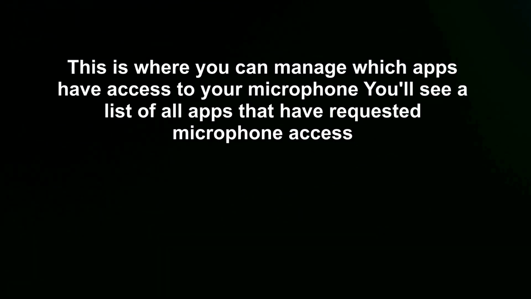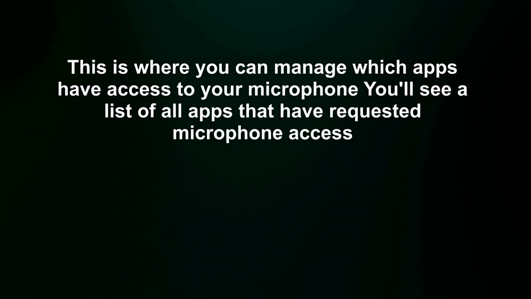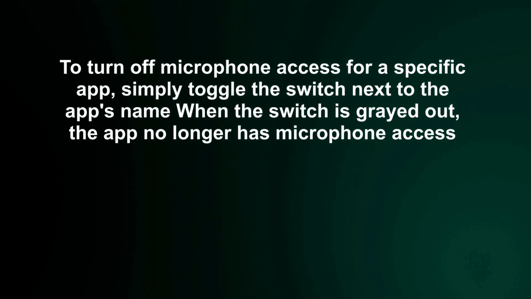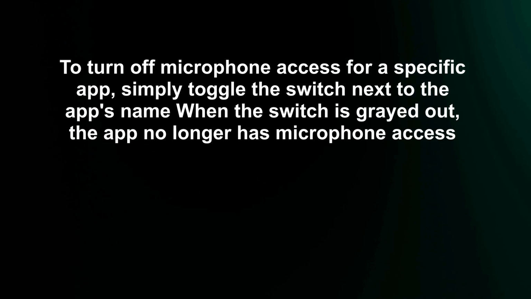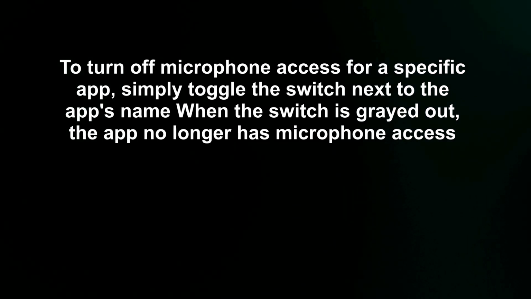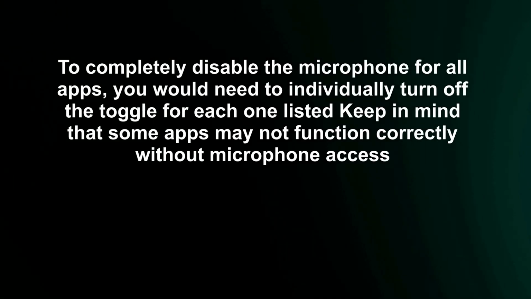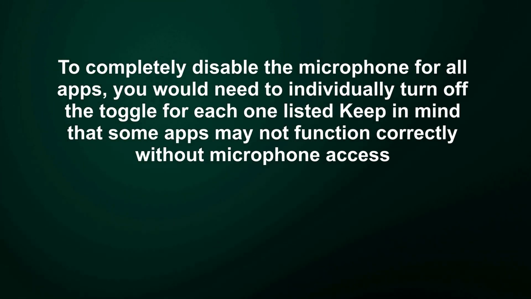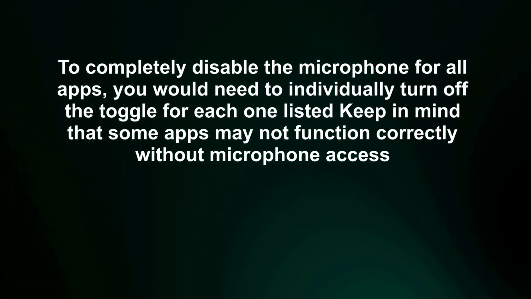You'll see a list of all apps that have requested microphone access. To turn off microphone access for a specific app, simply toggle the switch next to the app's name. When the switch is grayed out, the app no longer has microphone access. To completely disable the microphone for all apps, you would need to individually turn off the toggle for each one listed. Keep in mind that some apps may not function correctly without microphone access.